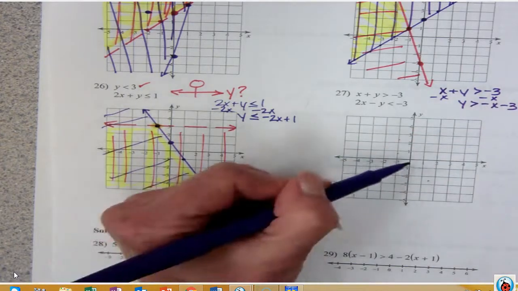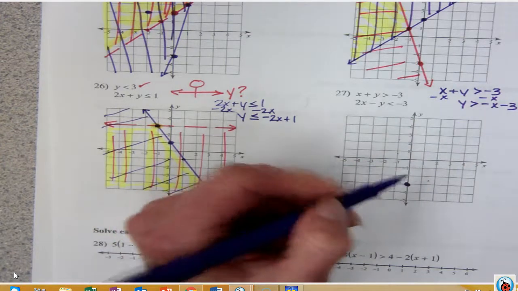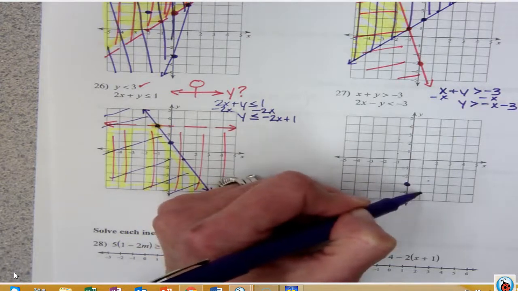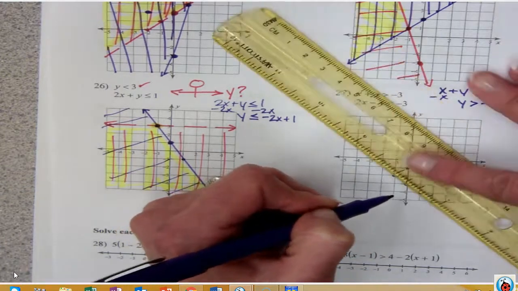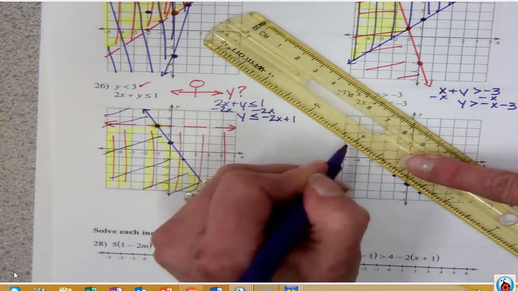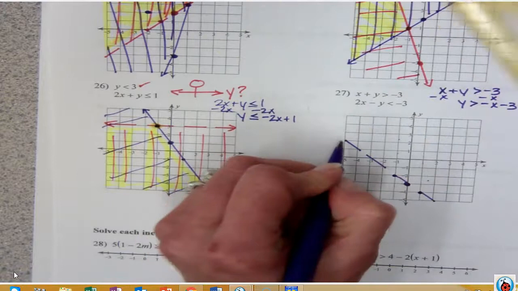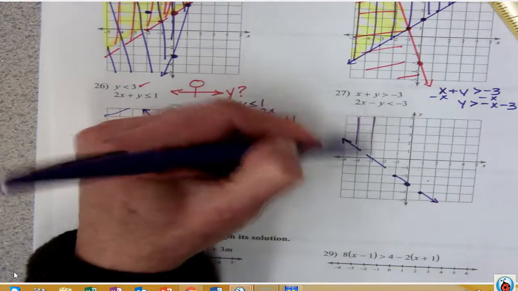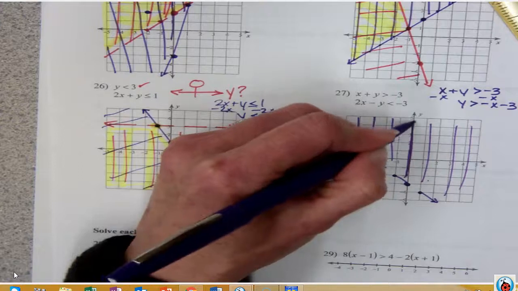When I graph that, I'm going to go down to 3. My slope is negative 1 over 1, so down 1, down a negative over a positive, or up a positive over a negative. Both work for a negative slope. I need to do a dashed line because it is not equal to, just greater than. So my shading would be above because it's greater than. My y is getting greater than.